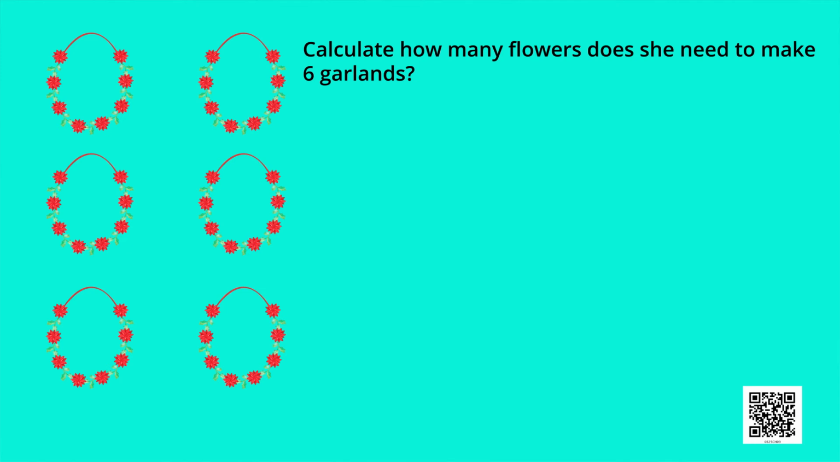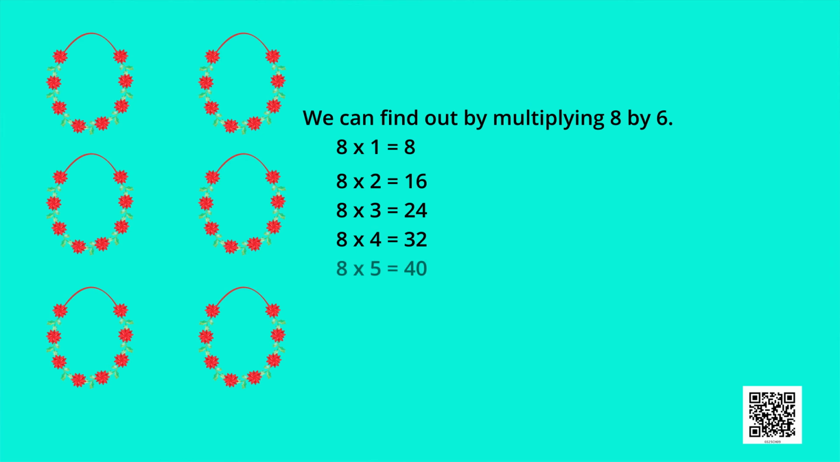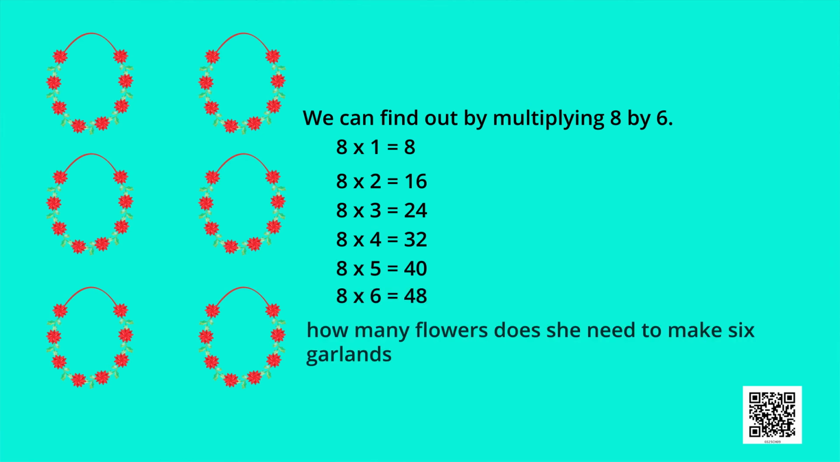So now children, calculate how many flowers does she need to make 6 garlands. We can find out by multiplying 8 by 6. Let's see table of 8. 8 ones are 8. 8 twos are 16. 8 threes are 24. 8 fours are 32. 8 fives are 40. 8 sixes are 48. So children, how many flowers does she need to make 6 garlands?